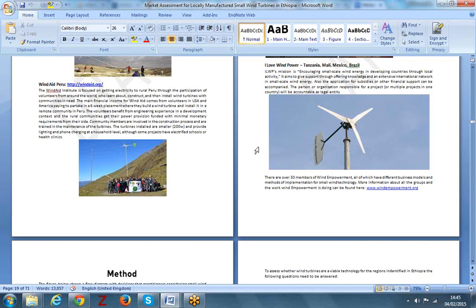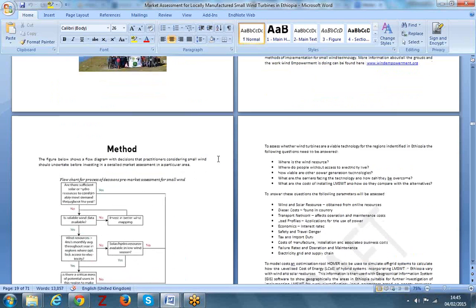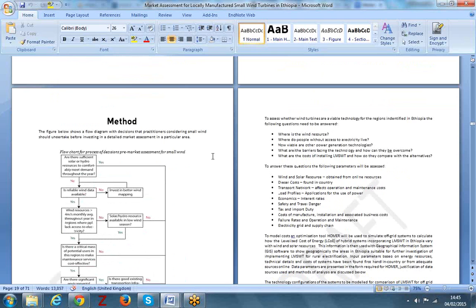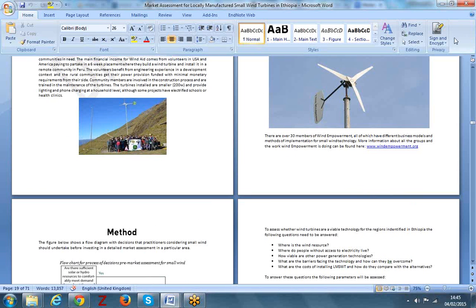Okay, so those first pages set the background, set the scene, and give an introduction to why we're thinking about small wind turbines in Ethiopia. And the method set out here basically analyzes a lot of different parameters, answering these questions. Let's see if we can get this out the way, up into the corner. Where the wind resource is, where do people without access to electricity live, looking at how competitive the other generation technologies are, like solar, hydro or diesel, what are the barriers facing the technology, and mainly, because it's a market assessment, what are the costs, I suppose.